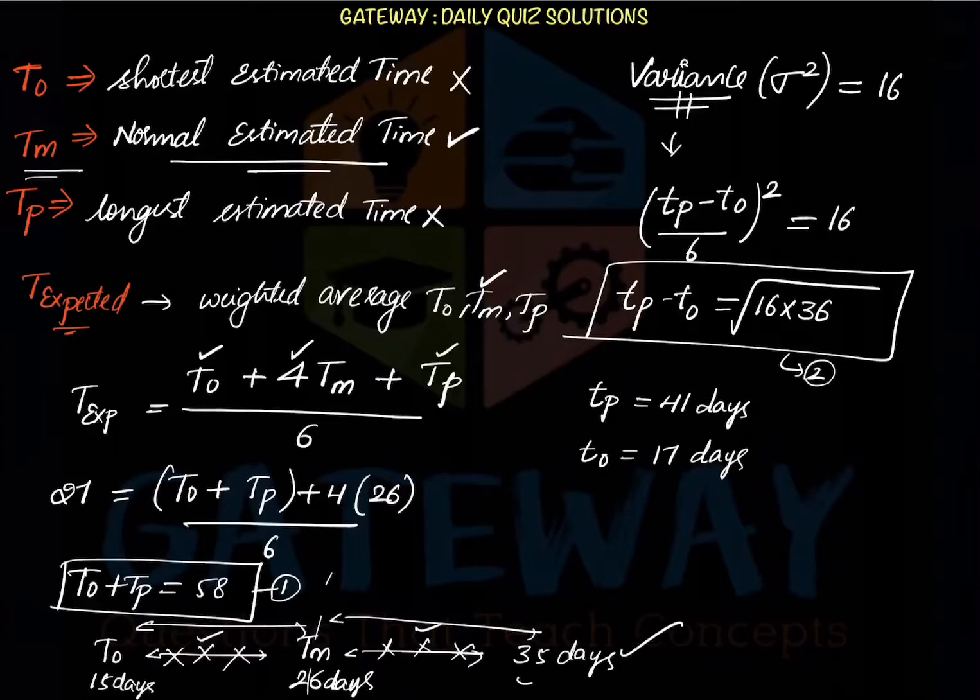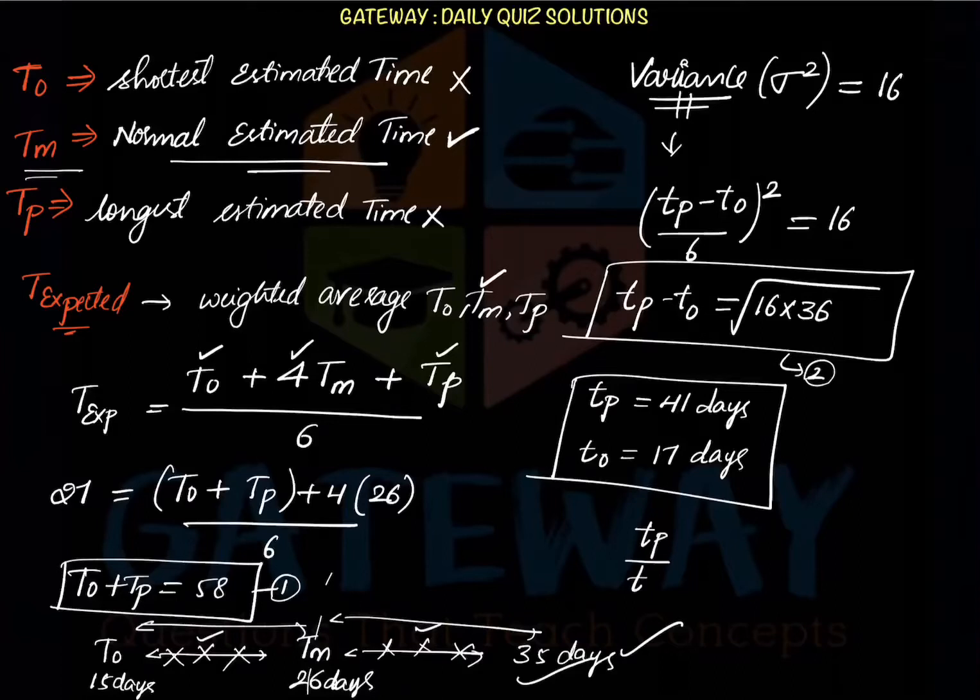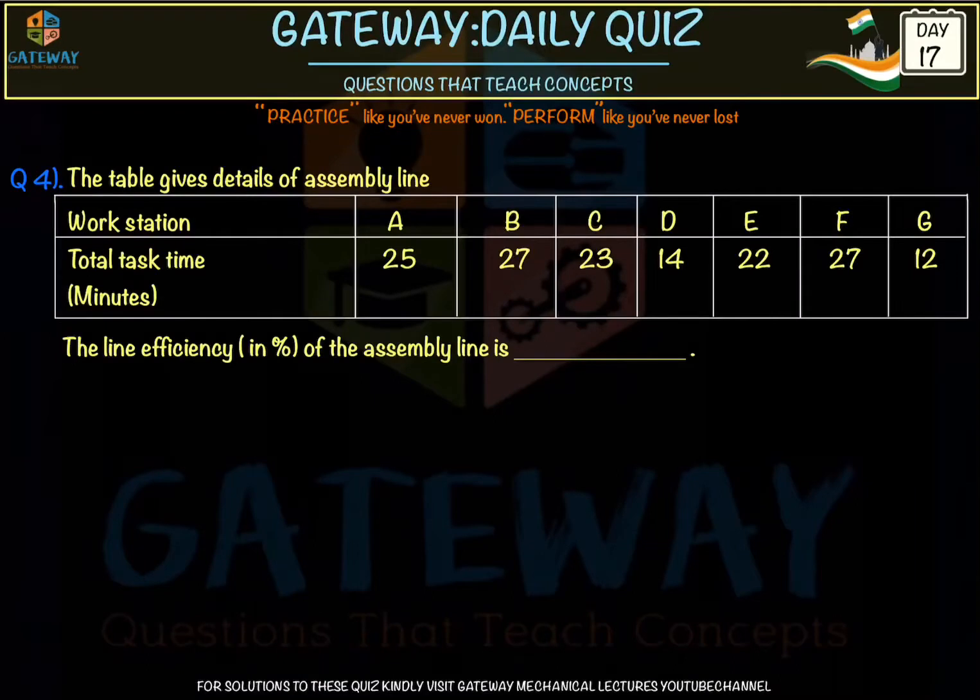So close to the example we are considered here. Okay, and now we need the ratio of the pessimistic time to the optimistic time. So the ratio of pessimistic time to the optimistic time is 41 upon 17, and that comes out to be 2.14, and this is our answer.